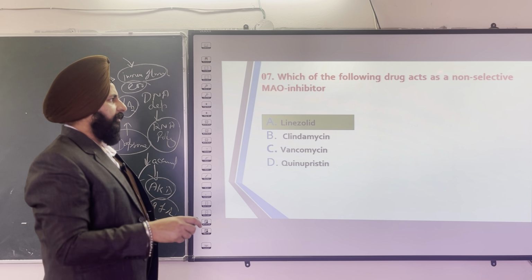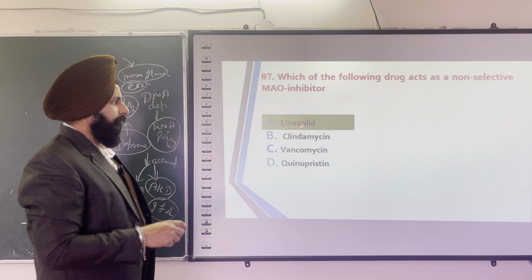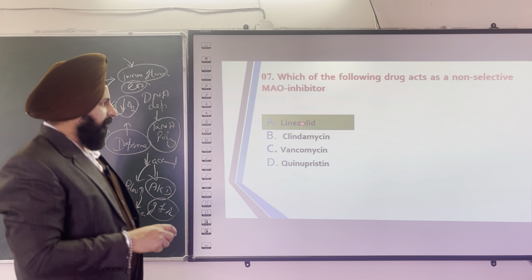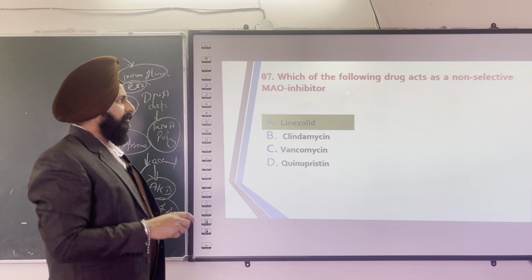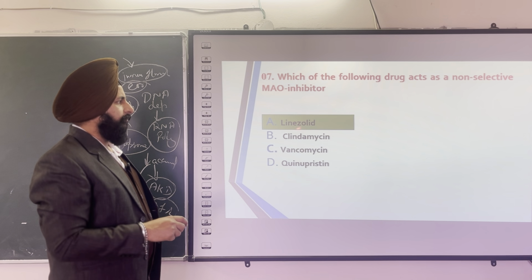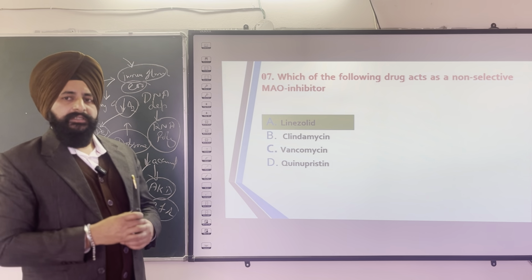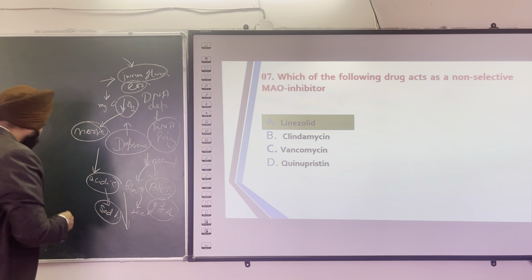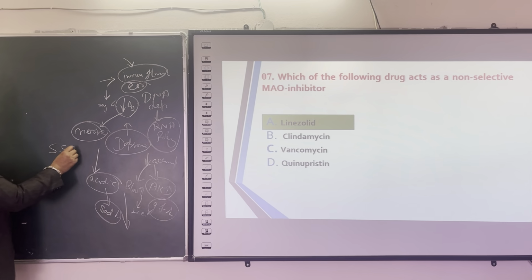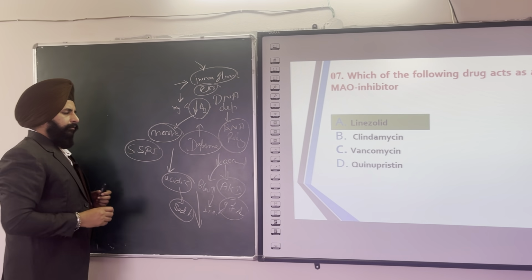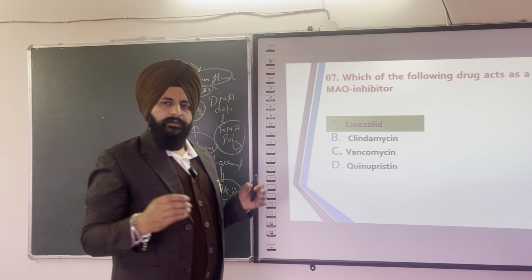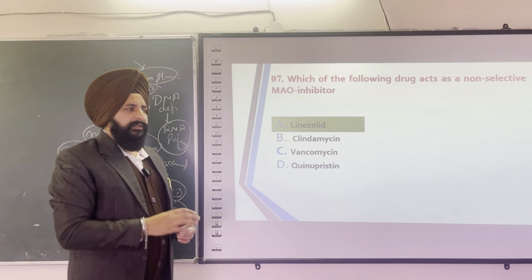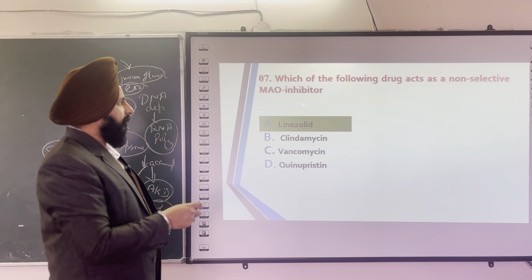So linezolid is a non-selective MAO inhibitor. You know that it is an antibacterial agent, but it inhibits the MAO enzyme. So linezolid is also contraindicated along with selective serotonin reuptake inhibitors. So never give serotonin supplements with linezolid because of their contraindication. So that's why this is the right answer for this question.